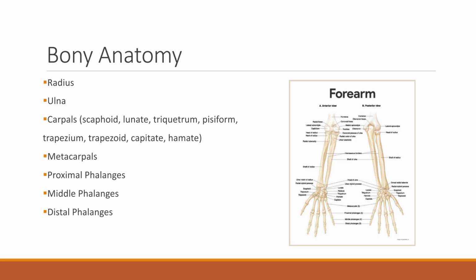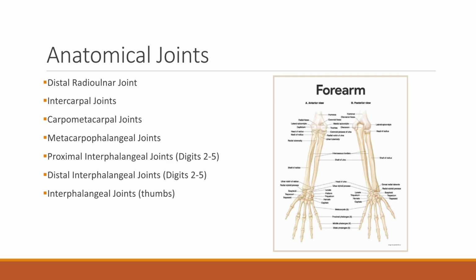So first, the bony anatomy. You have the radius, the ulna, the carpals, which are the scaphoid, lunate, triquetrum, pisiform, trapezium, trapezoid, capitate, and hamate. And then you have the metacarpals, the proximal phalanges, the middle phalanges, and the distal phalanges.